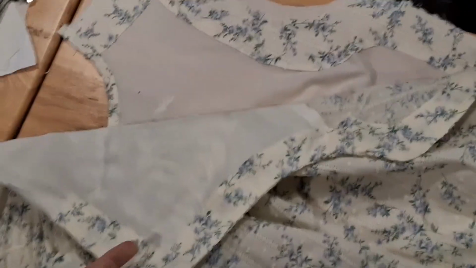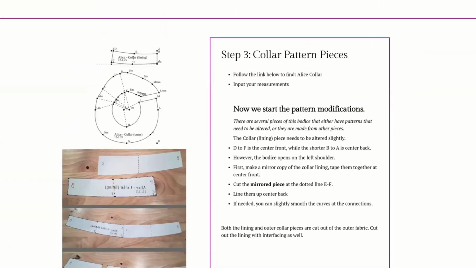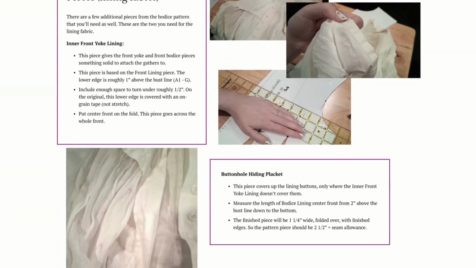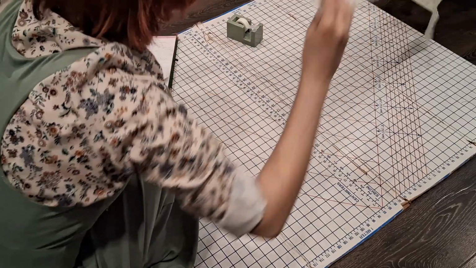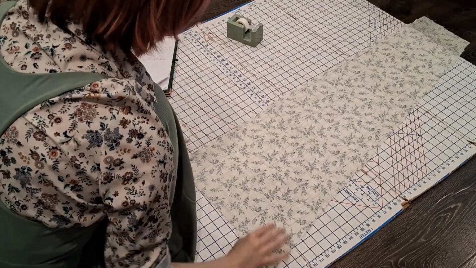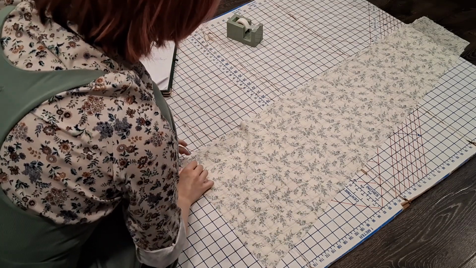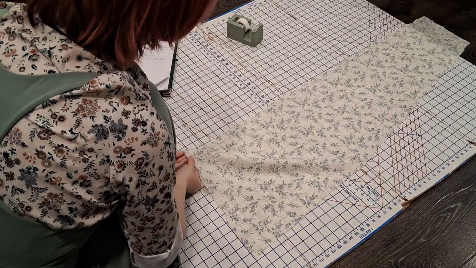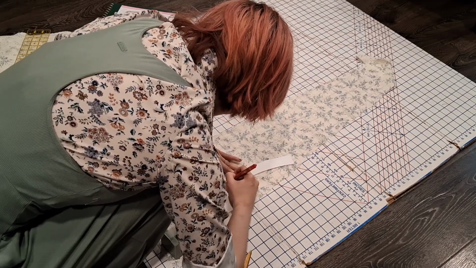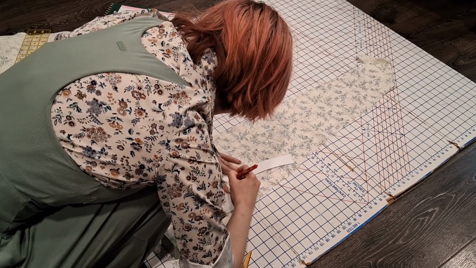I also have a written tutorial available on my website, as well as all of the pattern pieces that you need in order to make one of these yourself. You're going to need at least 7 yards of fabric for a small to medium size, and at least 8 yards of fabric for anything larger than that. First, we're going to go through the bodice pattern pieces.